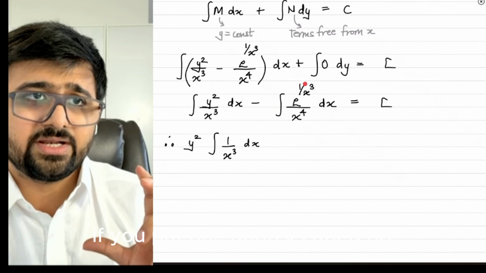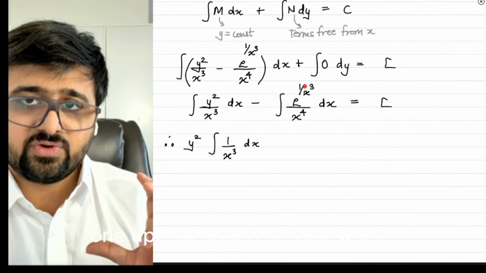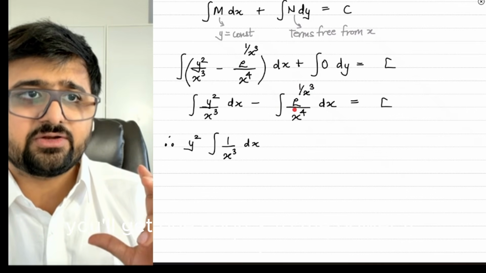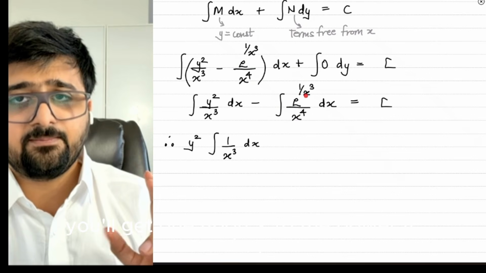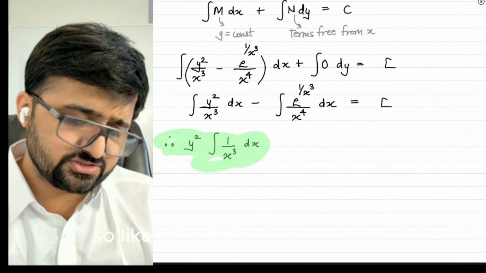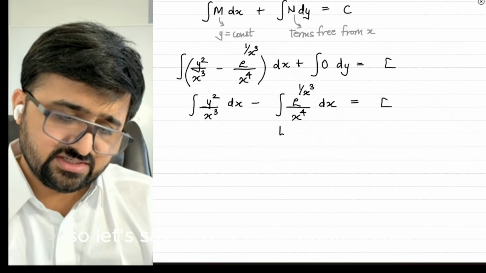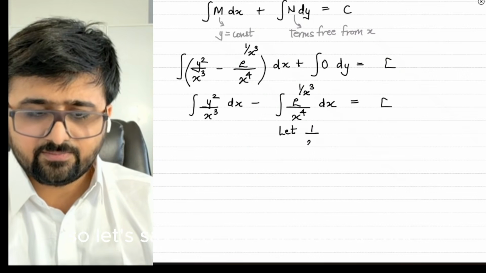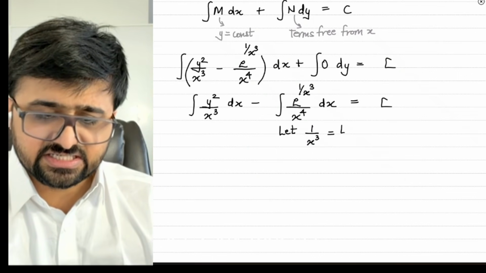And in the second integral, we have to do the method of substitution because this is a composite function. If you put 1 upon x cube as t, somewhere you will get 1 upon x to the power 4. We'll have to do the method of substitution that we have studied. So let's first do that. Let 1 upon x cube be t.